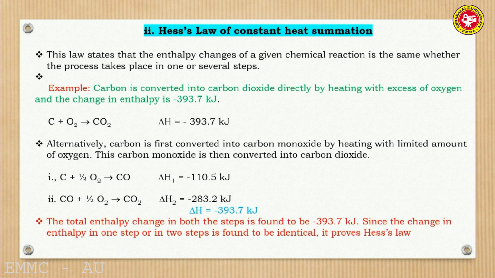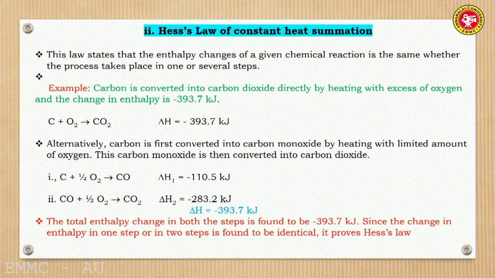In the second route, we obtain carbon dioxide in two different steps. First, carbon reacts with half a mole of oxygen to give carbon monoxide; the delta H1 value is minus 110.5 kilojoule. Second, carbon monoxide reacts with half a mole of oxygen to give carbon dioxide; the delta H2 value is minus 283.23 kilojoule. Considering these two processes, the total delta H value is minus 393.7 kilojoule.